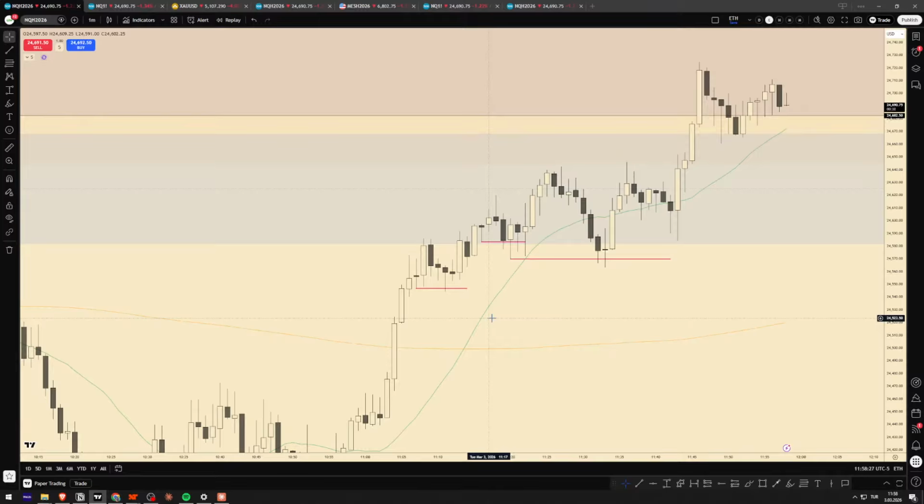I became unprofitable for a while with ICT concepts. I was trying to trade the 10 a.m. silver bullet. I believe that model is bullshit. It only gives one setup each week, or maybe one setup every two weeks. I don't know, I don't like that. I couldn't make money with that. I blew accounts, so I stopped trading.